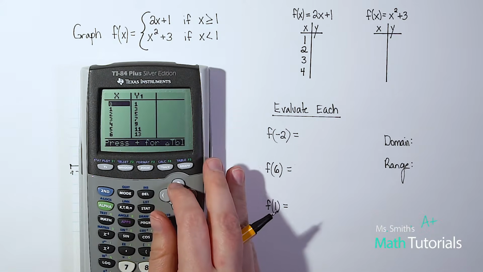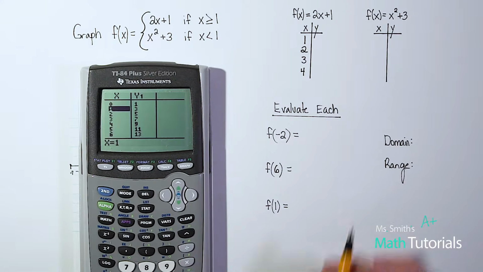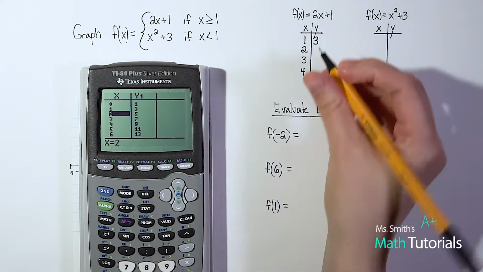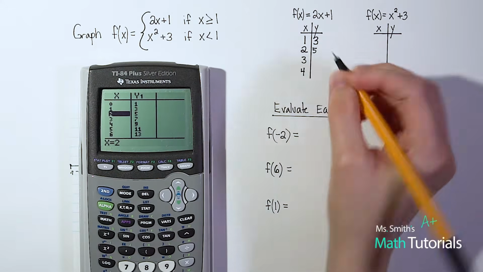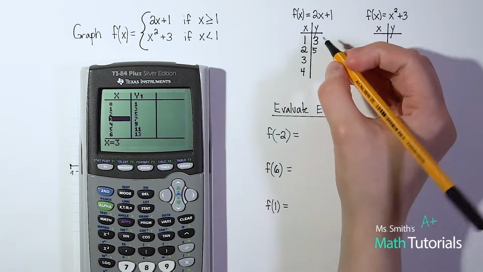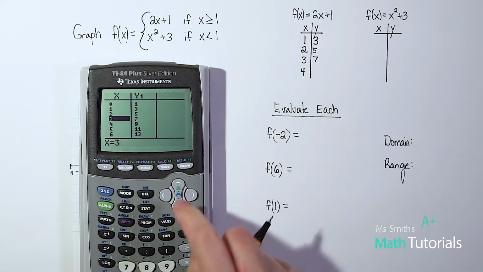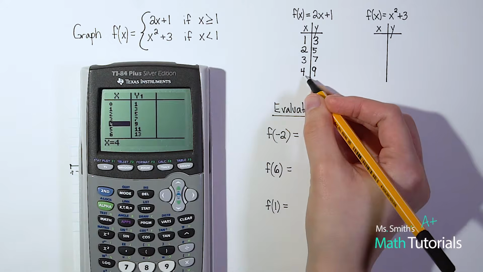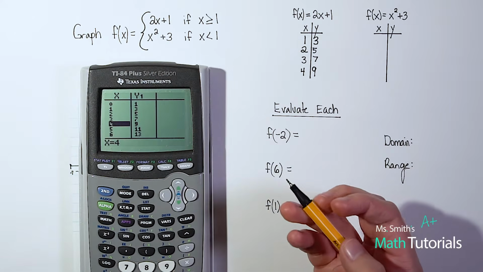So let's figure out what values would go with those. We've got 1, 3. 2 goes with 5, 3 goes with 7, and 4 goes with 9. And would it stop there? No, because it's any number greater than 1.